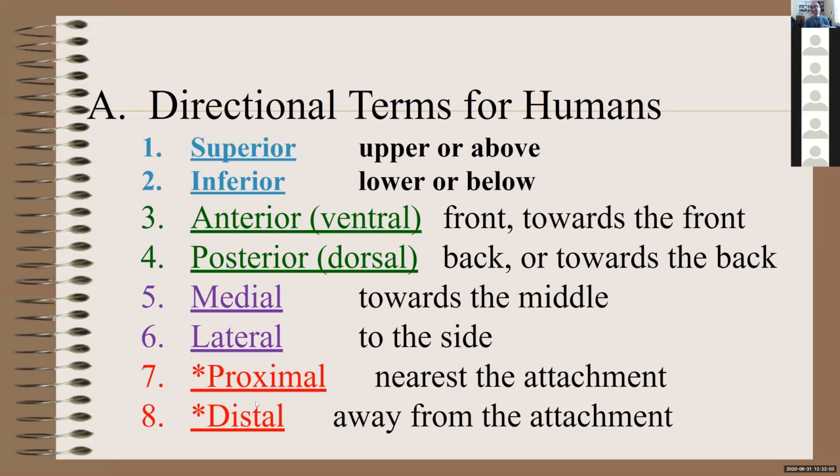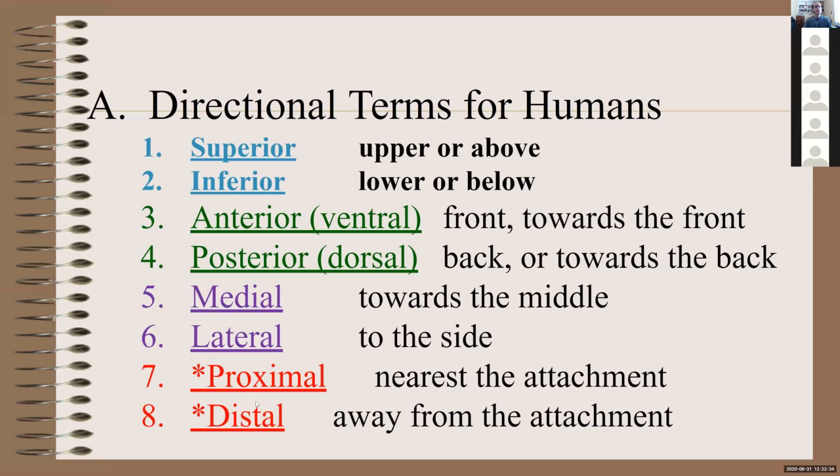This is particularly important when you're dealing with arms and legs. We do not use medial, lateral, superior, inferior when we're talking about arms and legs. We use proximal and distal. And that's because arms and legs can be in many different locations compared to the rest of the body. So all we're concerned with is where they are in comparison to where they attach.